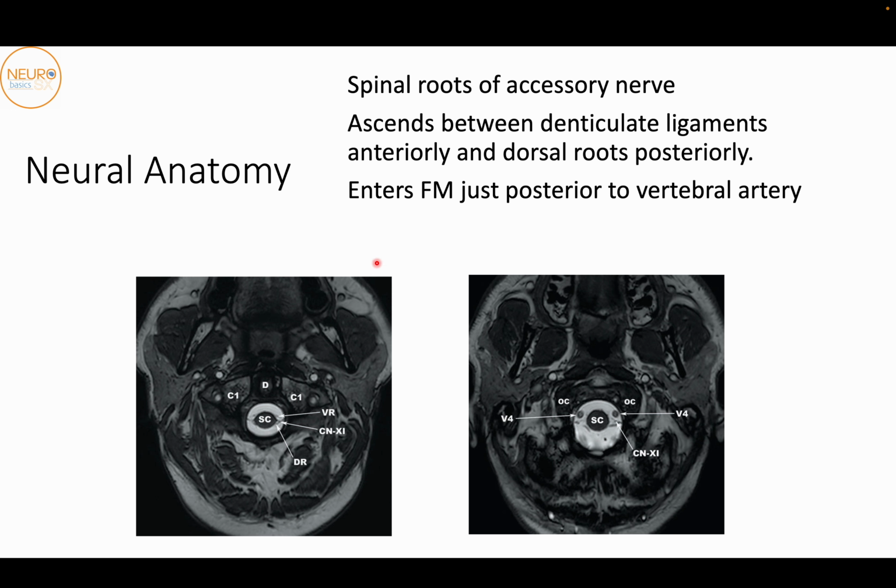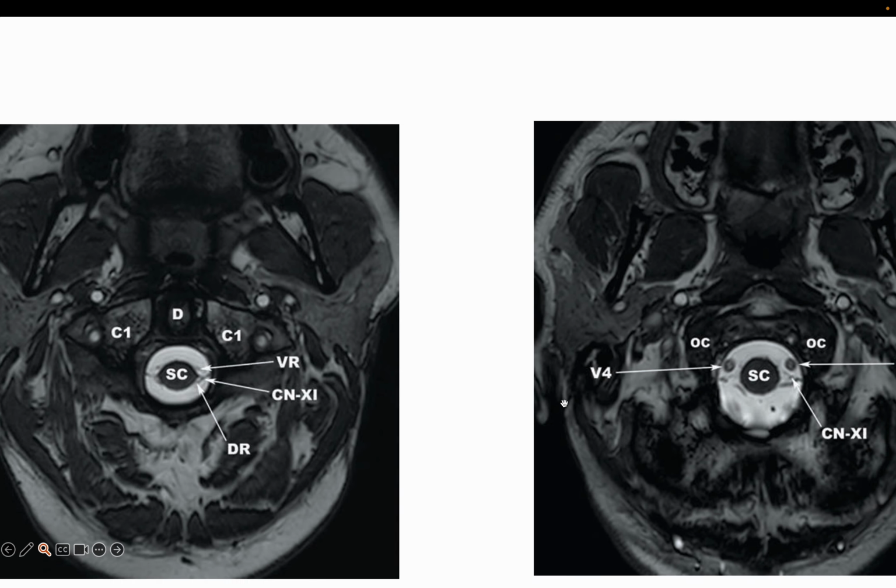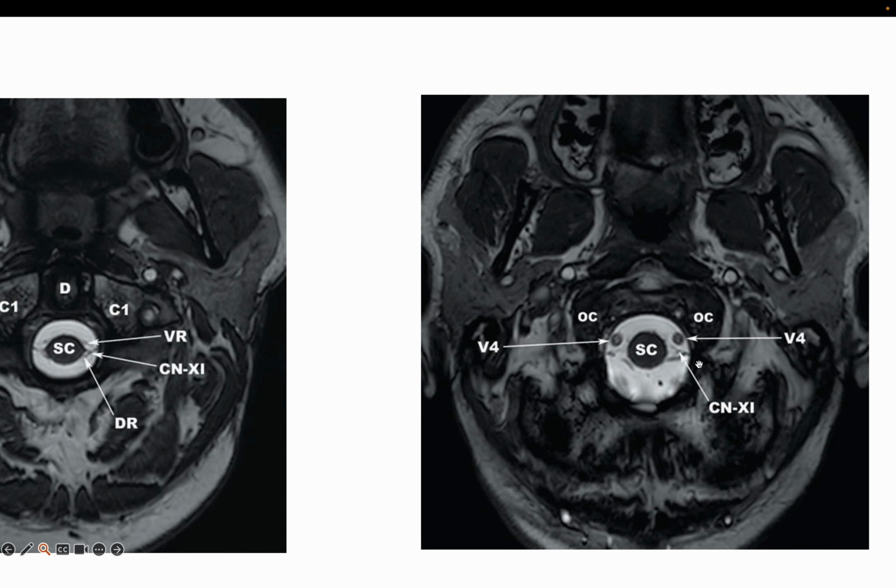Right. Another important structure which might be seen at the level of the craniovertebral junction is the spinal roots of the accessory nerve. This arises all the way from C1 to C5, runs behind the denticulate ligaments, and ascends upwards to enter the foramen magnum, and they're going to run just behind the vertebral artery. Okay, so as you can see, this is the dorsal root, this is the ventral root. The 11th cranial nerve is running between the ventral and dorsal roots, but behind the denticulate ligaments. Denticulate ligaments we cannot see on an MRI. And at the point where it is entering the foramen magnum, it runs behind the vertebral artery. So this is the 11th nerve over here, while this is the vertebral artery, which can be made out.